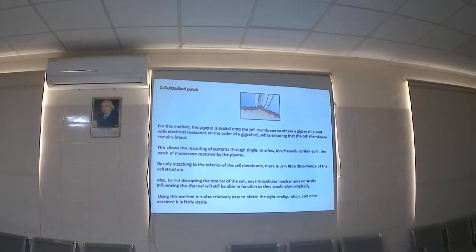By only attaching to the exterior of a cell membrane, there is very little disturbance of the cell structure. Also, by not disrupting the interior of the cell, any intracellular mechanism normally influencing the channel is able to function as it would physiologically. Using this method, it is also relatively easy to obtain the right configuration, and once obtained, it is fairly stable. So this technique is not rupturing the cell. They are just obtaining it from the outside of the cell. So here there is no rupturing. So the last point, by not disrupting, they are not actually eliciting the intracellular mechanism.